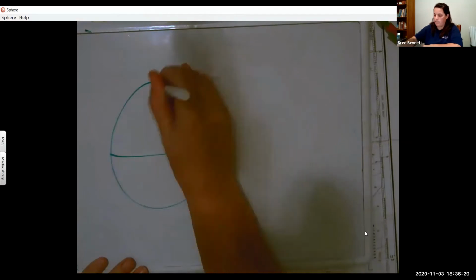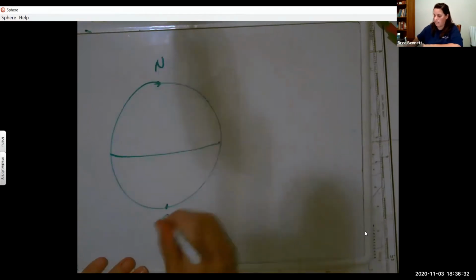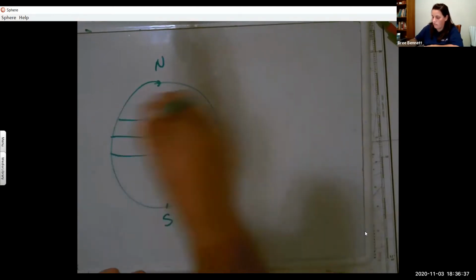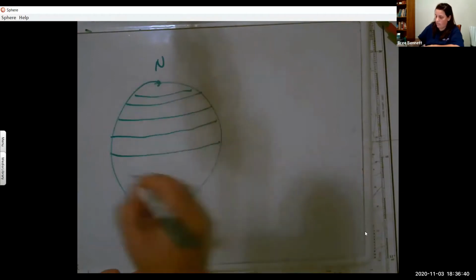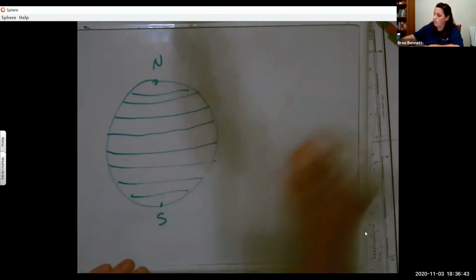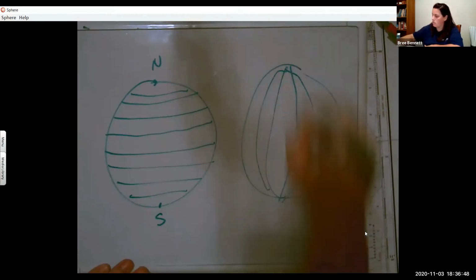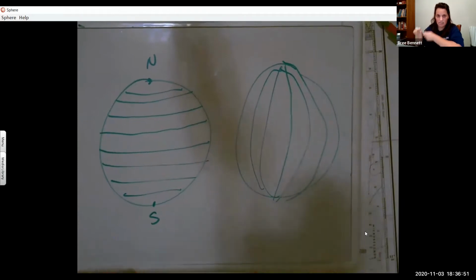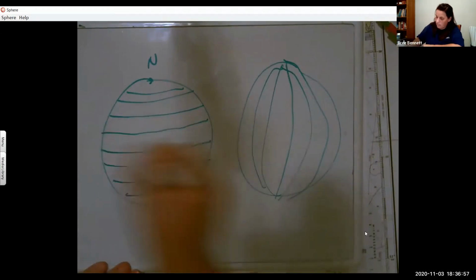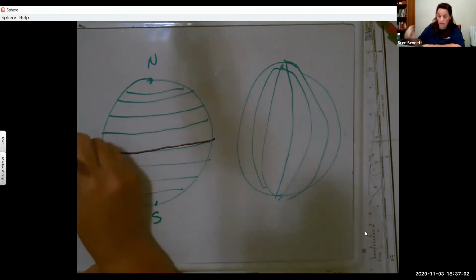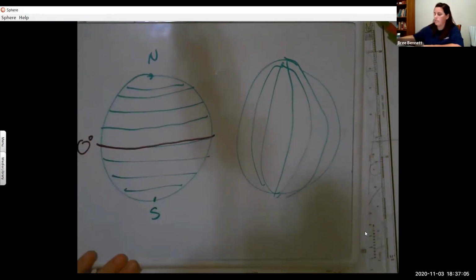Okay, so we have the Earth, right? Here's the North Pole, here's the South Pole. And we have latitude. Here's our latitude, right? Our latitude is all parallel. Our longitude are not parallel, right? I know this is sloppy. But we start with our latitude at 0 degrees. That's the equator, right? That's our starting point.